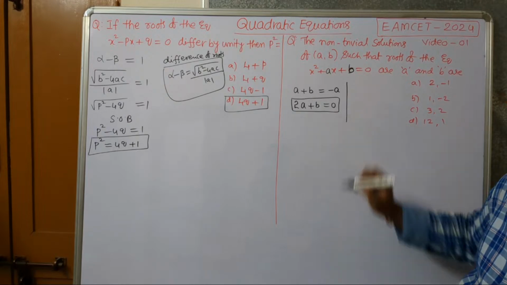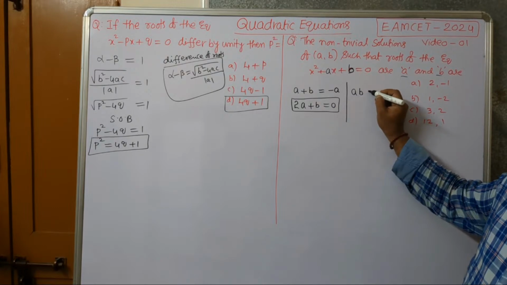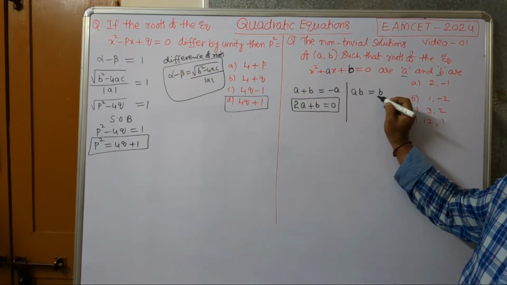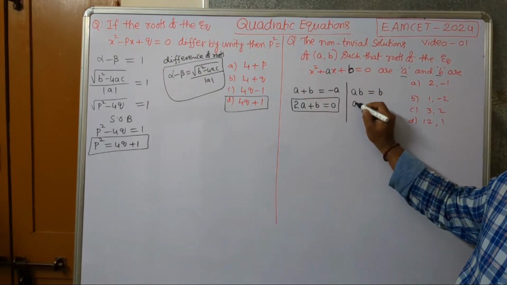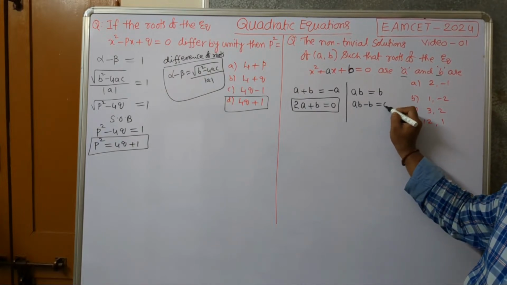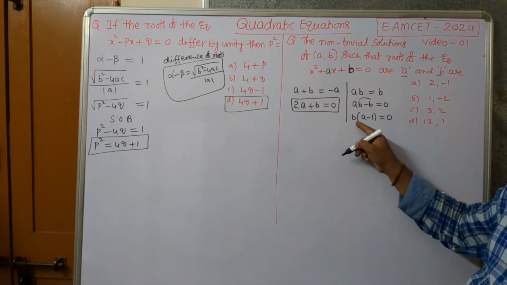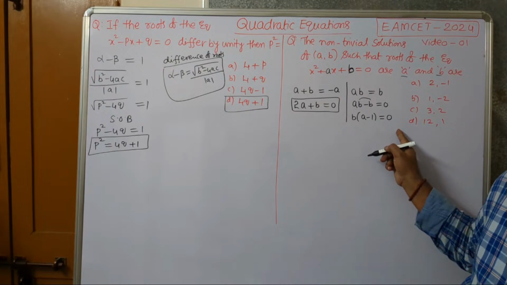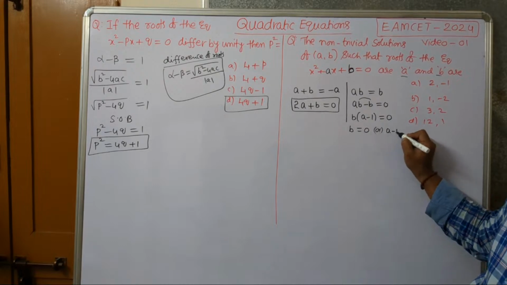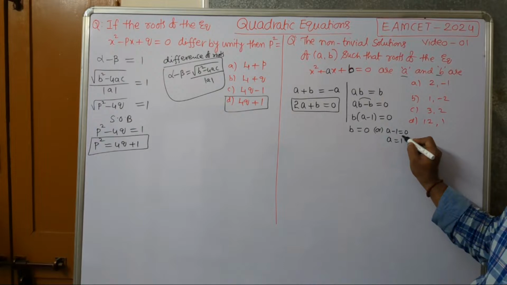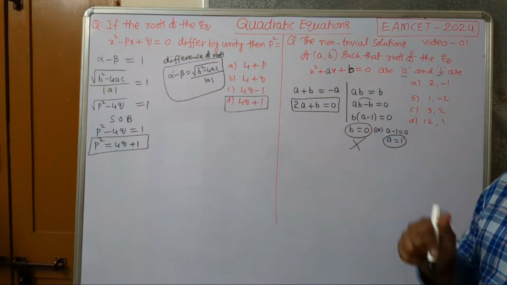Next, the product of the roots. A and b are the roots, so the product of the roots ab is equal to c by a, c is equal to b, a value 1. So bring b to that side, don't cancel directly, dear students. ab minus b is equal to 0, b take common, a minus 1. So product of two numbers equal to 0 means either one number equal to 0 or the other number equal to 0. So b equal to 0 or a minus 1 equal to 0. a is equal to 1 will come, b is equal to 0. b is equal to 0 is not possible.